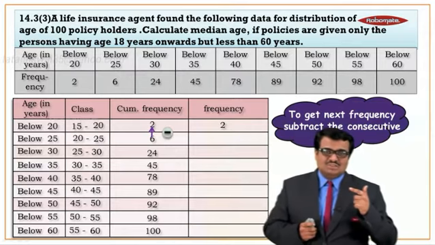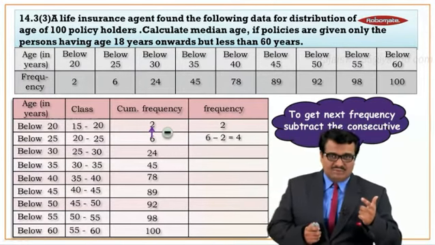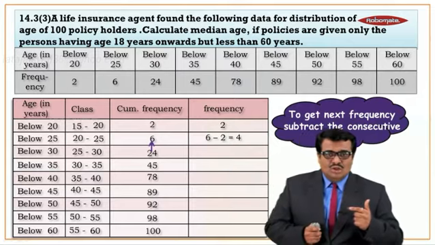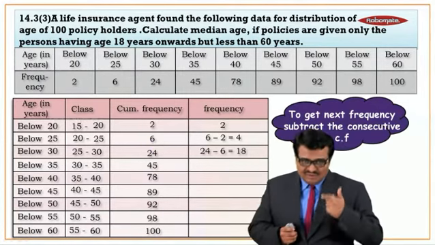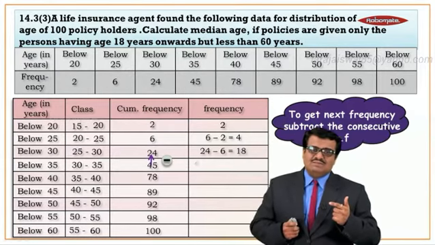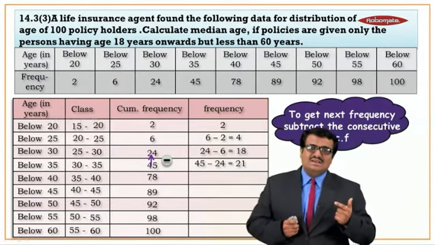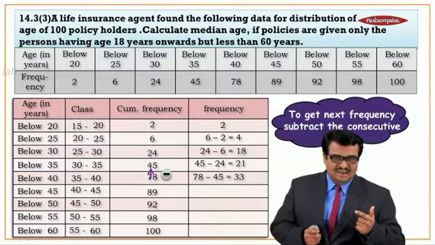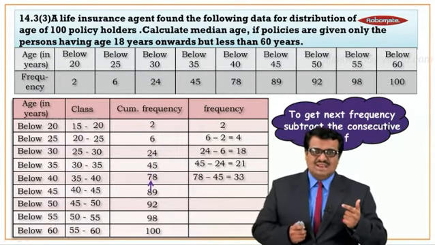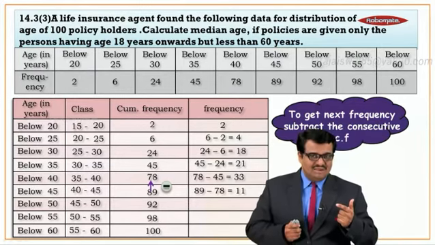6 minus 2 gives you 4, the second frequency. How to get the third one? 24 minus 6 gives you the next frequency, that is 18. The next frequency, 45 minus 24 gives you 21. The next one, 78 minus 45 gives you 33. 89 minus 78 gives you the next. How much is that? 11.